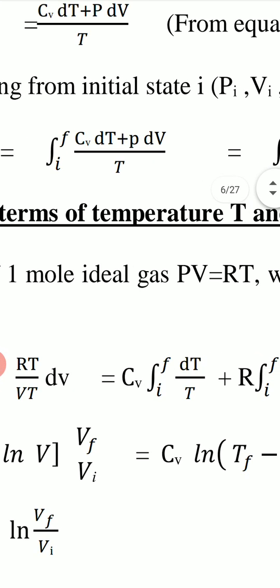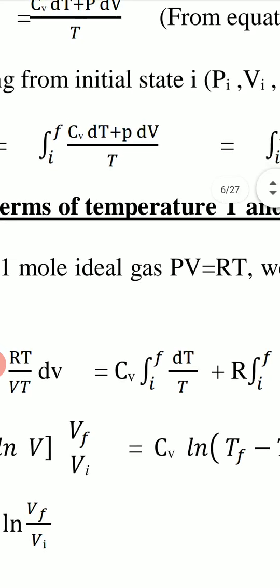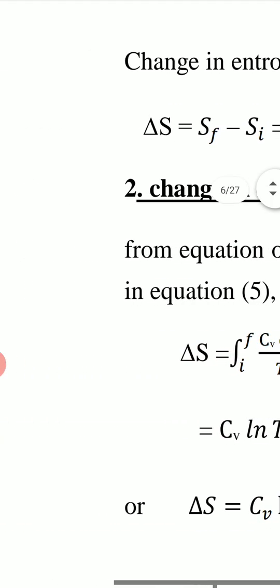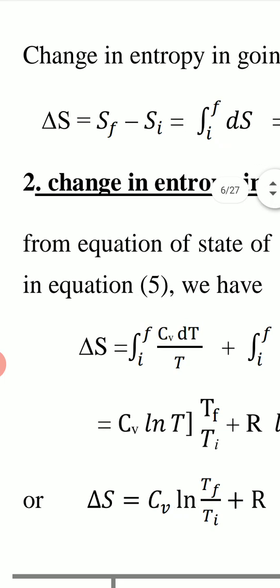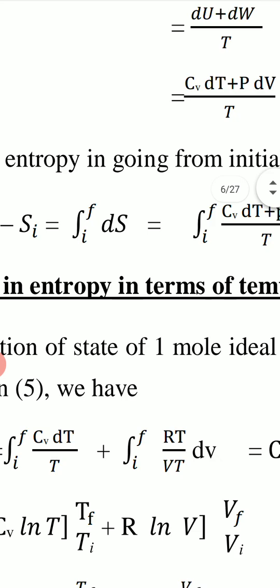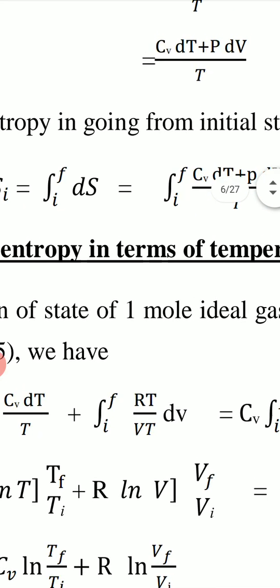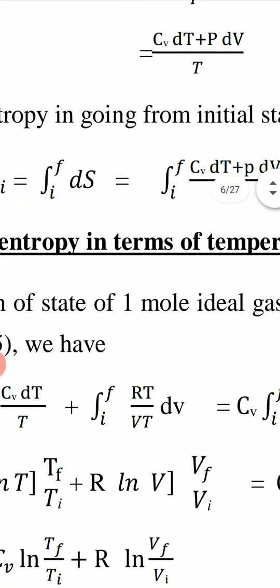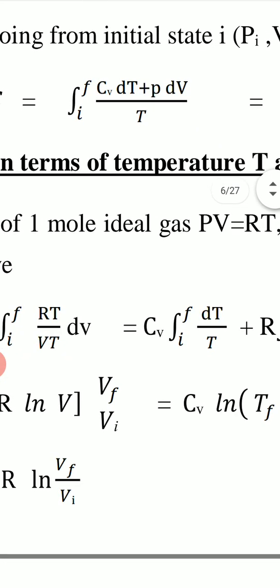So if a system, that is 1 mole ideal gas, goes from initial state I to final state F, change in its entropy delta S, that is SF minus Si, entropy in final state minus entropy in initial state, is equal to integral ds from I to F. We put the value of ds from this relation. ds is Cv dt plus pdV upon T. So delta S, change in entropy, is given by integral I to F of Cv dt plus pdV upon T.